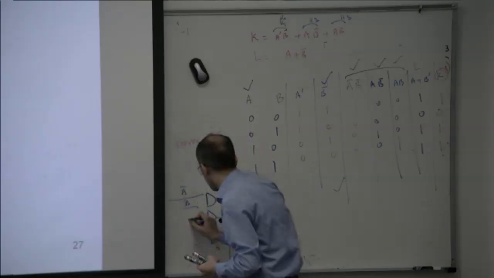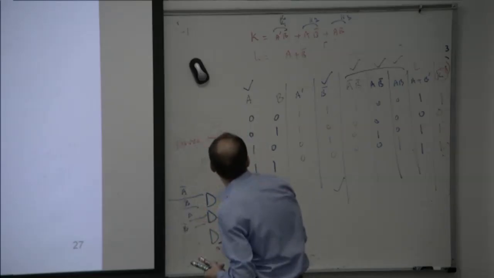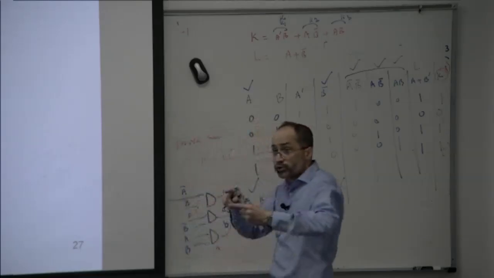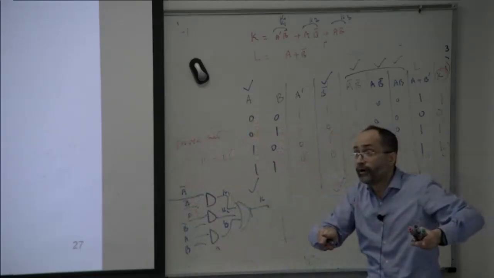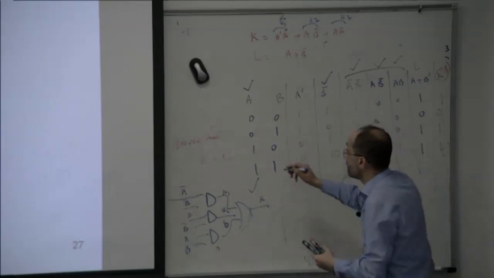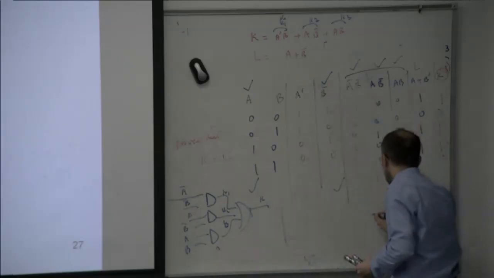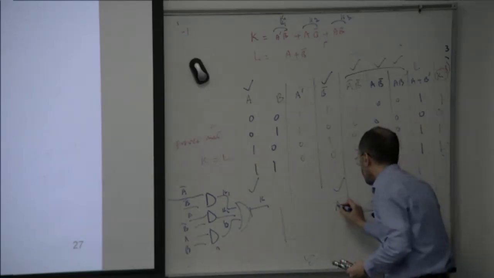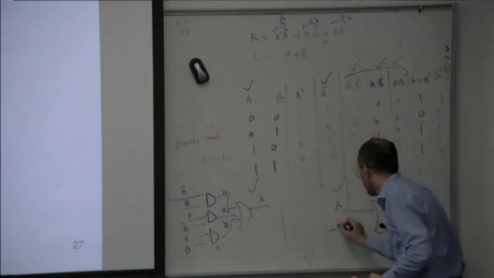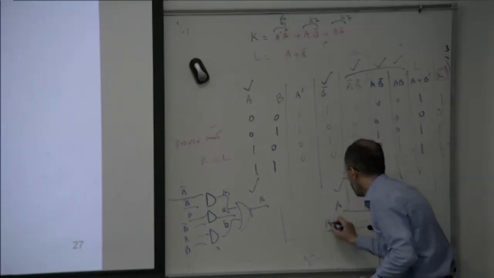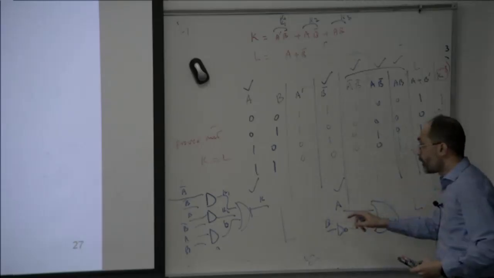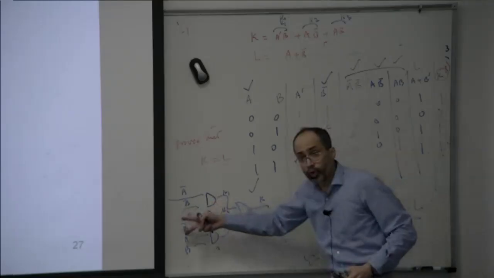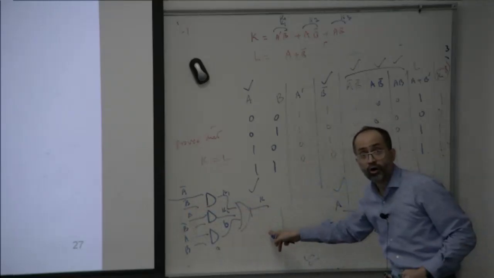What is the second term? A B bar, and then A B. And now we use 2 inverters, one for A and one for B. Now we have another expression, A plus B bar. So now we have an OR gate. The first input is A, and the second input is B. So the first implementation requires how many gates? 3 AND gates, 2 inverters, and 1 OR gate.